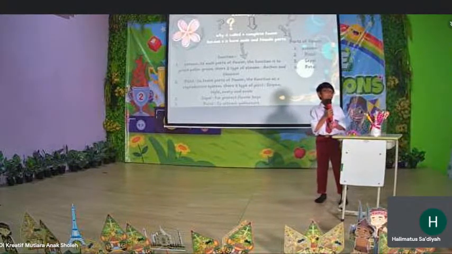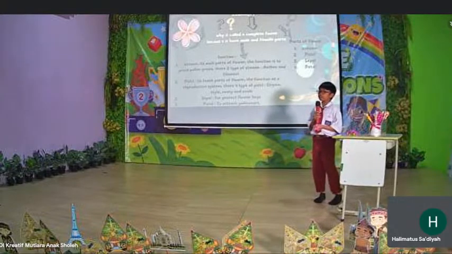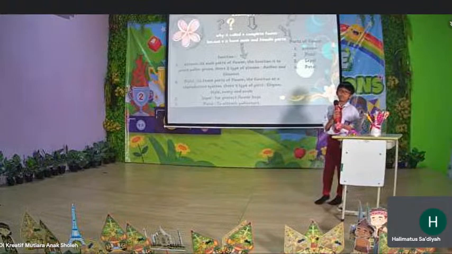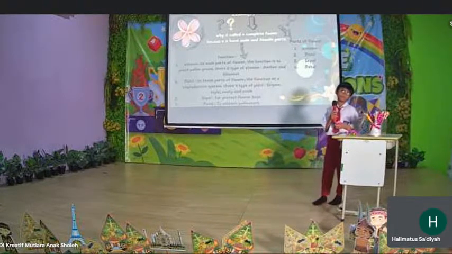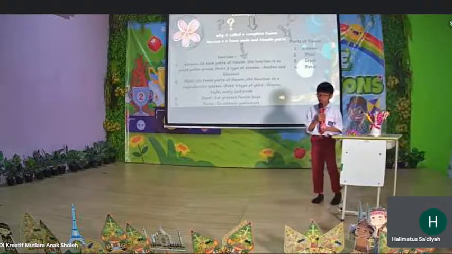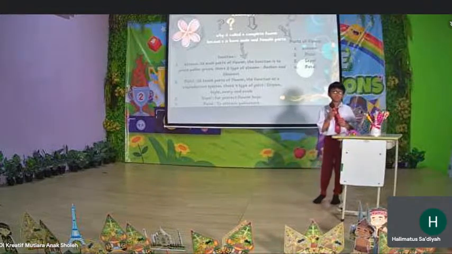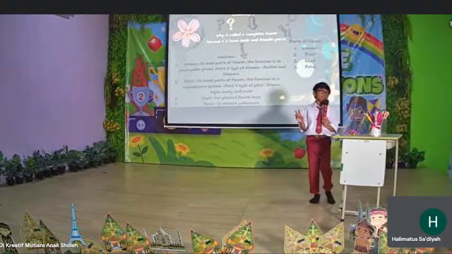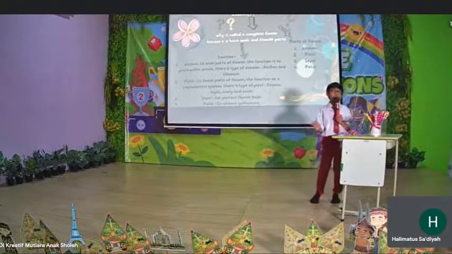And the second, there is pistil. Pistil is the female part of flower. The function of pistil is as a reproductive system. There are four types of pistil. The first is stigma, the second is style, the third is ovary, and the last is ovule.